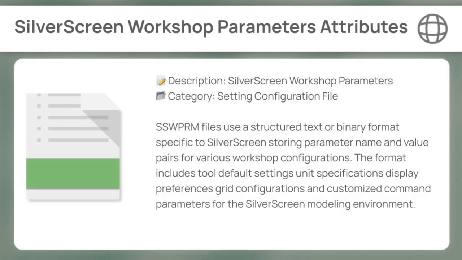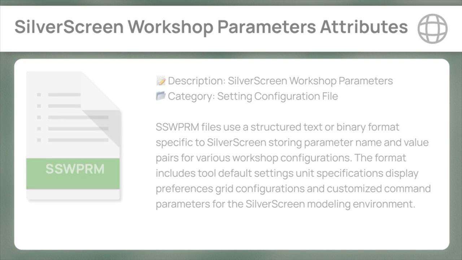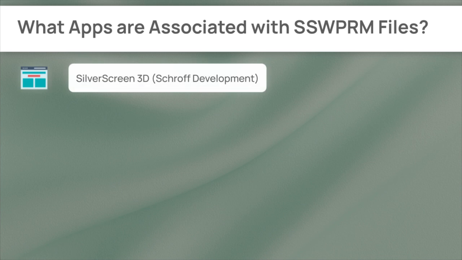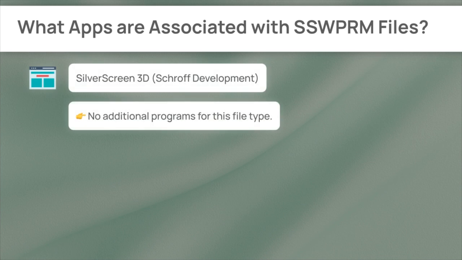SSWPRM files use a structured text or binary format specific to SilverScreen, storing parameter name and value pairs for various workshop configurations. The format includes tool default settings, unit specifications, display preferences, grid configurations, and customized command parameters for the SilverScreen modeling environment. The proper file association links SSWPRM directly to the SilverScreen 3D solution by Schroff Development.